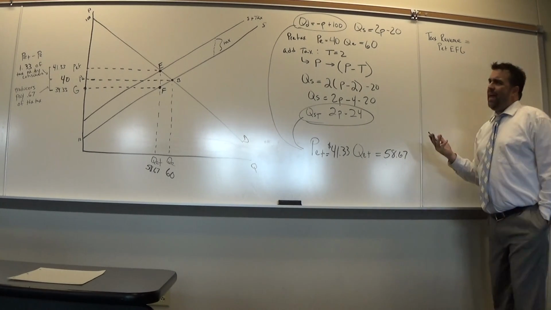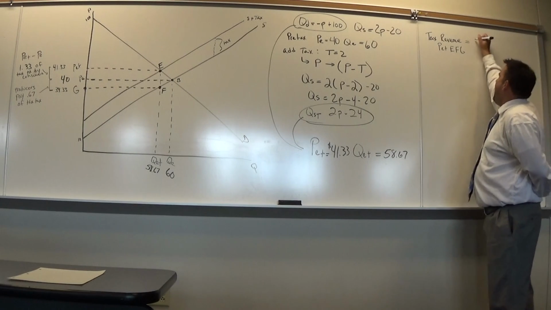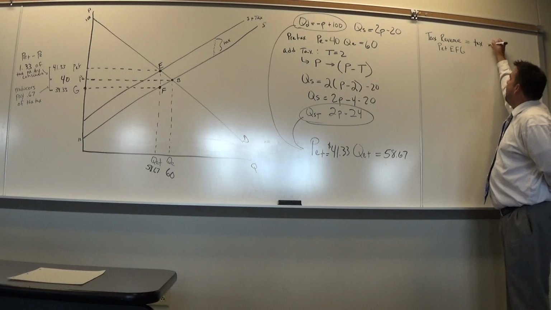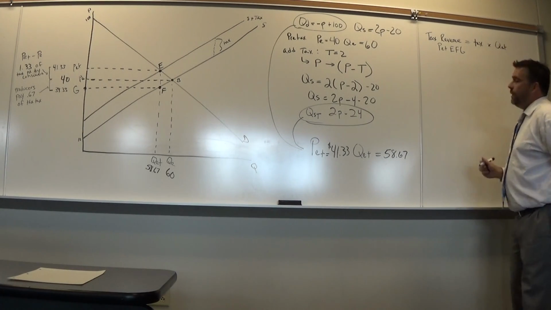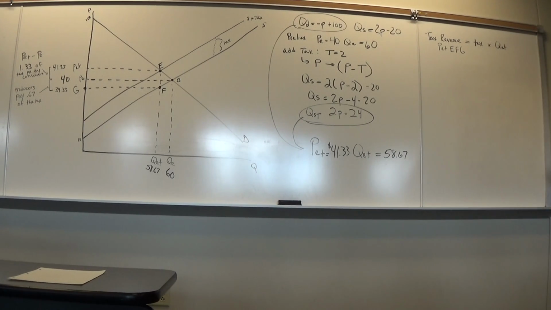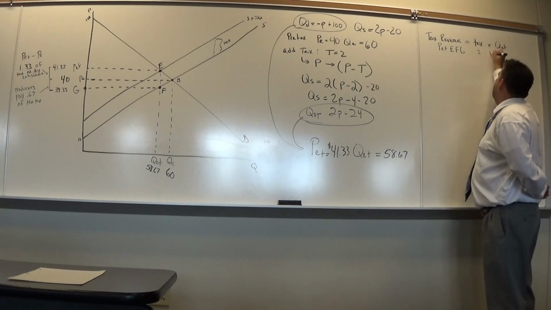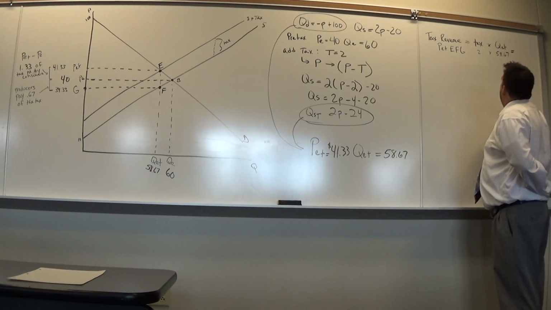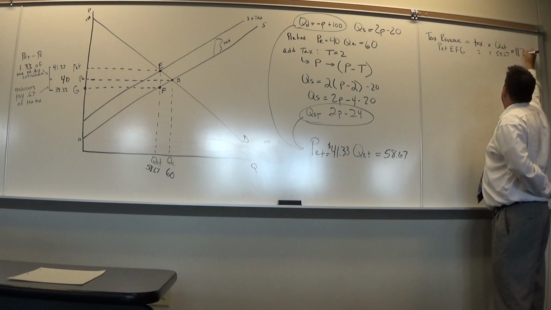But mathematically, I think it's easier just to say if they get the tax for each and every unit, we would just take the tax times QET. They get $2 for every unit up to 58.67 because that's how many are made. So 2 times 58.67. That one I may not be able to do in my head.